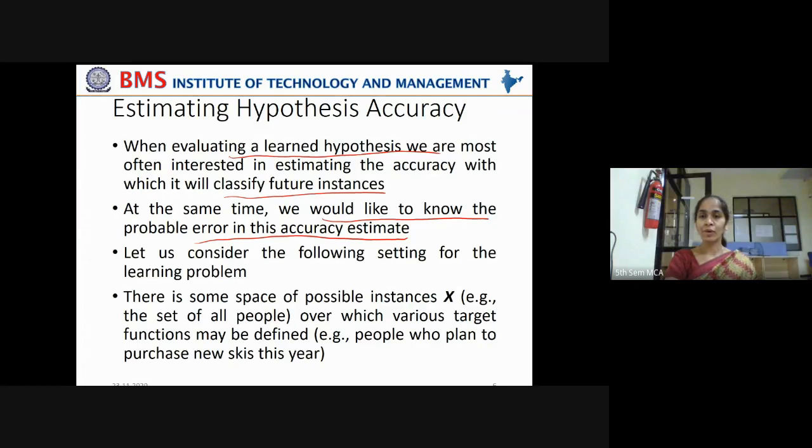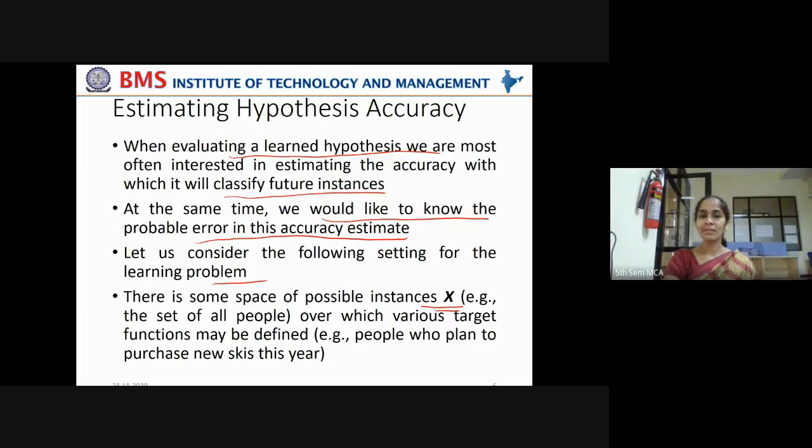Now let us consider the following setting for the learning problem. Let us start understanding how we can start evaluating the hypothesis. Let us understand first the basic learning problem, so that we can proceed with evaluating the hypothesis. There is some space of possible instances X. Now you are very much comfortable with all these notations, right? X represents the set of instances, meaning the set of observed training examples. And if you take small x1, that is one training example, x2 is another training example, like that.